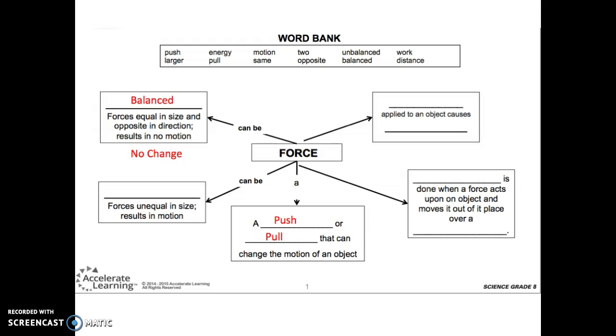A second type of force is an unbalanced force. This is where our forces are unequal in size and they result in motion. What I want you to write here is change in motion.